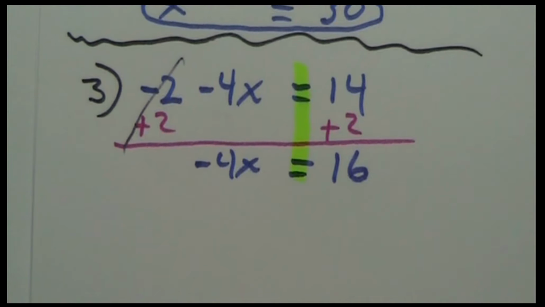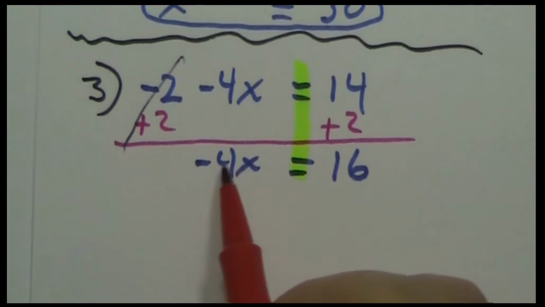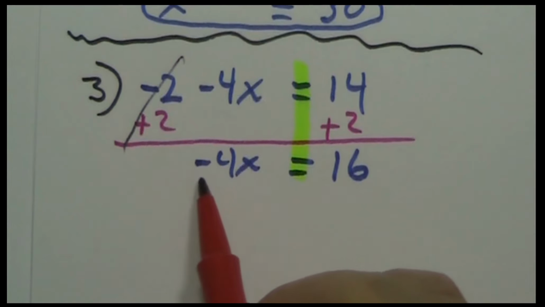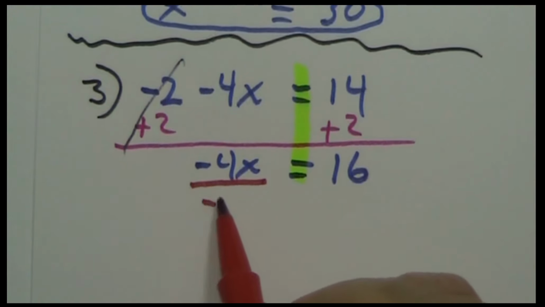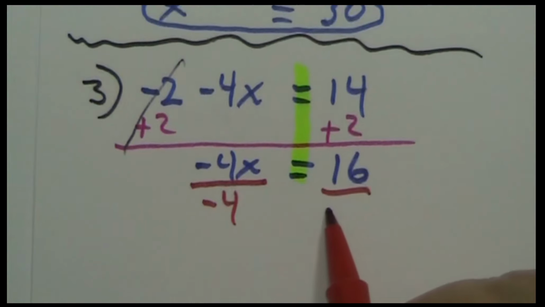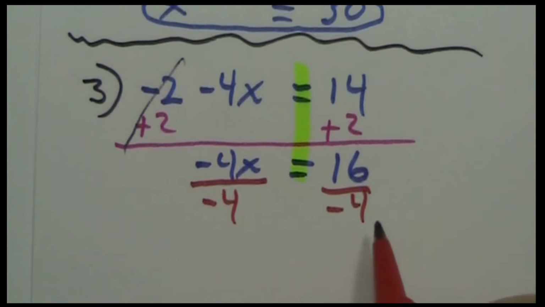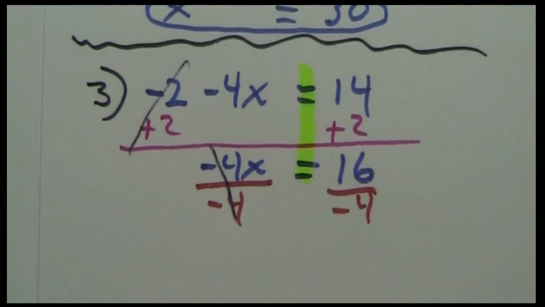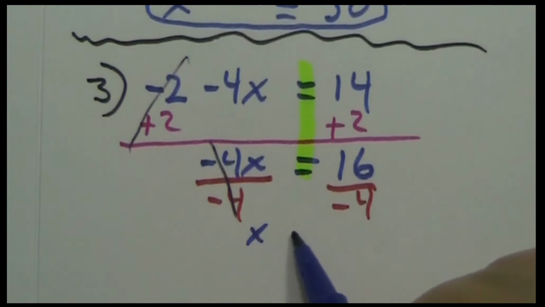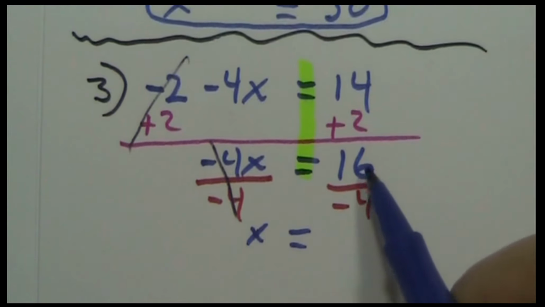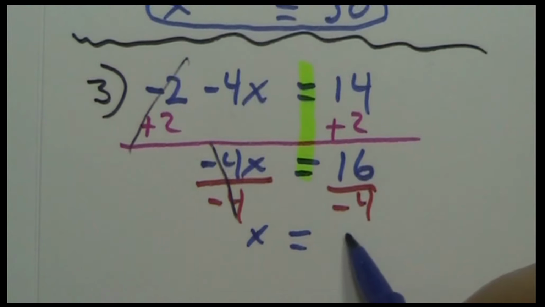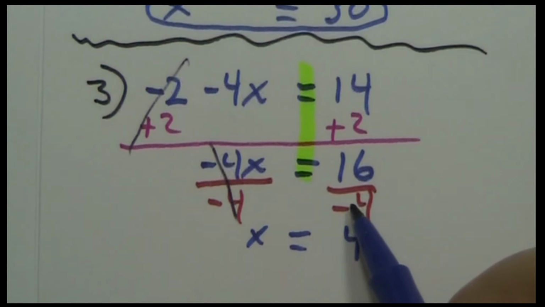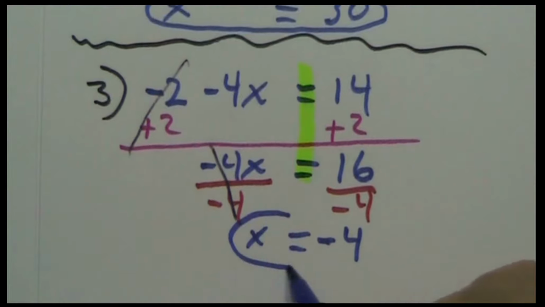Now I need to get rid of the coefficient. So I'll divide. It's already times, so I'll divide by the same number and do it to both sides. You'll see that these cancel. They'll make 1, and so you're just left with x, 1x. 4 goes into 16 4 times, and there's 1 negative, so it's negative.